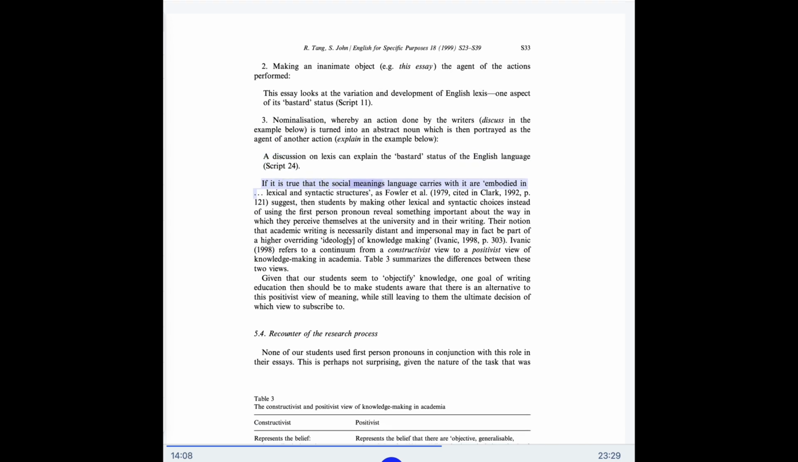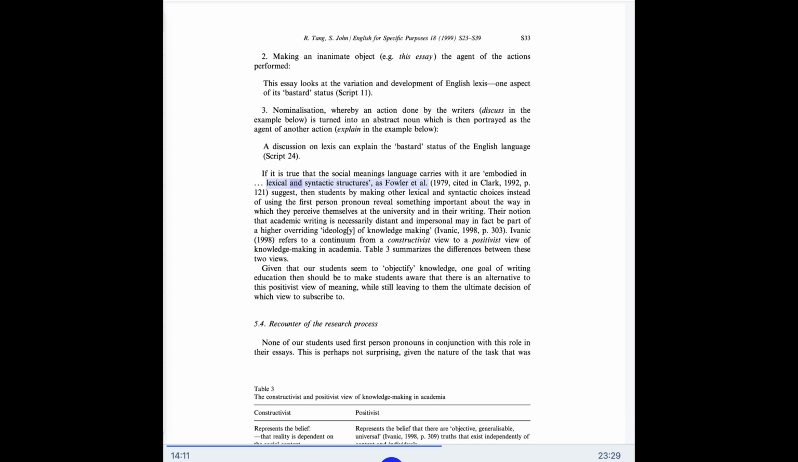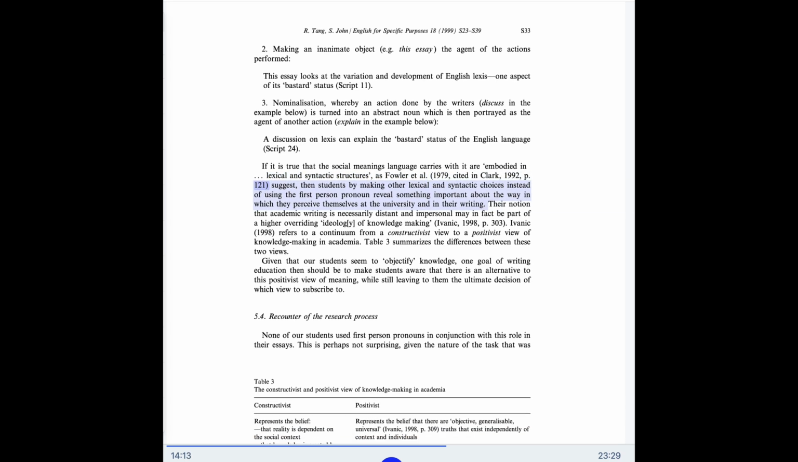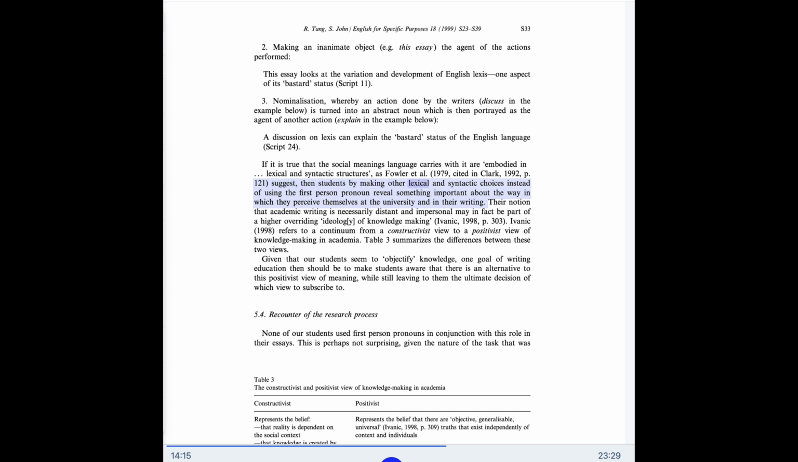If it is true that the social meanings language carries with it are embodied in lexical and syntactic structures, as Fowler et al. 1979, cited in Clark, 1992 p. 121 suggest, then students, by making other lexical and syntactic choices instead of using the first person pronoun, reveal something important about the way in which they perceive themselves at the university and in their writing.